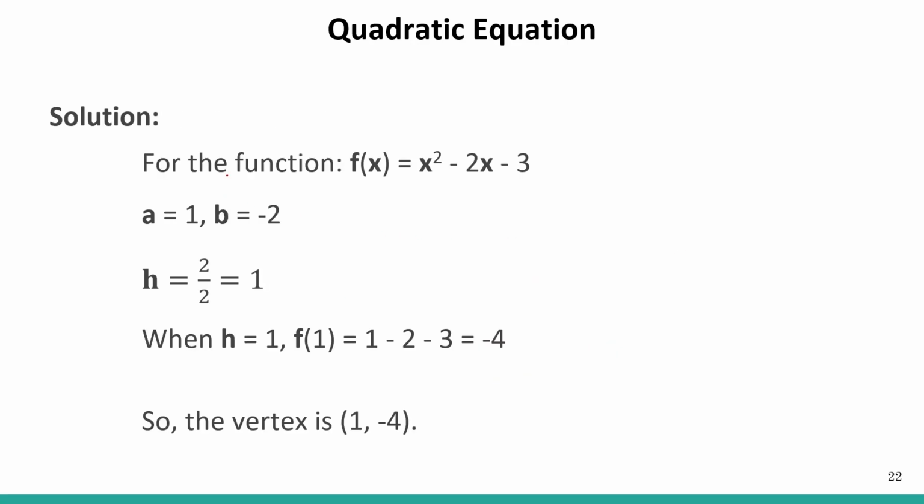Okay, so for the function f of x is equal to x square minus 2x minus 3, a is equal to 1, b is equal to minus 2. So h will be equal to what? 1. So when h is equal to 1, f of 1 is equal to 1 minus 2 minus 3, which is equal to minus 4, right? So the vertex will be 1, minus 4.